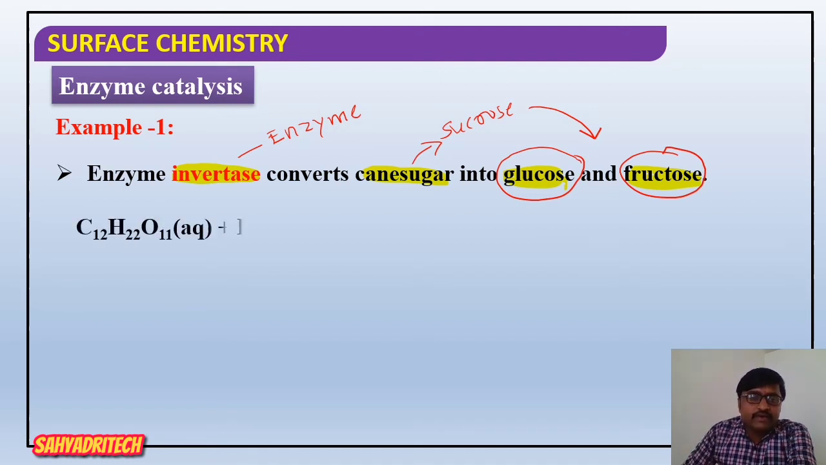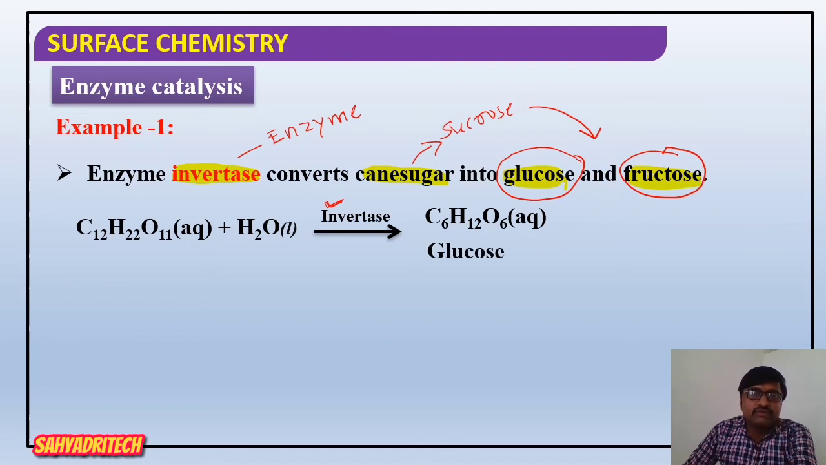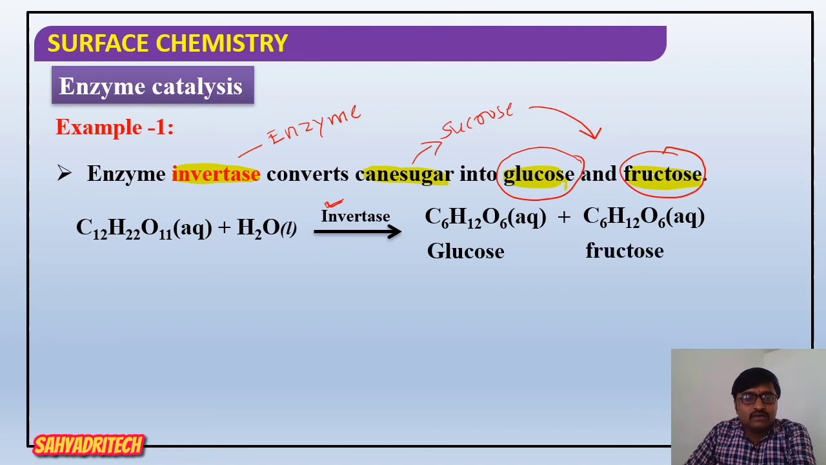Well, now if I consider the chemical equation, sucrose, C12H22O11. What happens when an aqueous solution of sucrose is treated with the invertase enzyme? Sucrose gets hydrolyzed and is converted into glucose and fructose. So here sucrose is optically inactive.